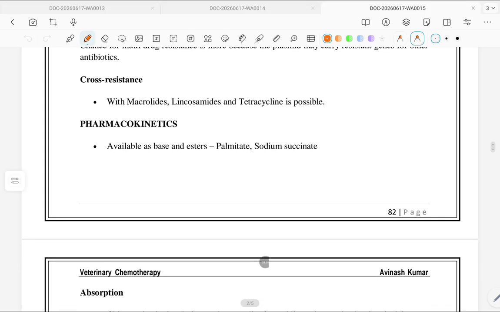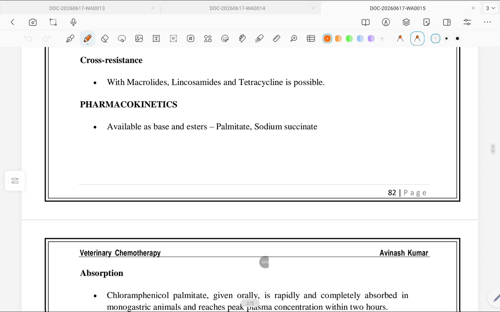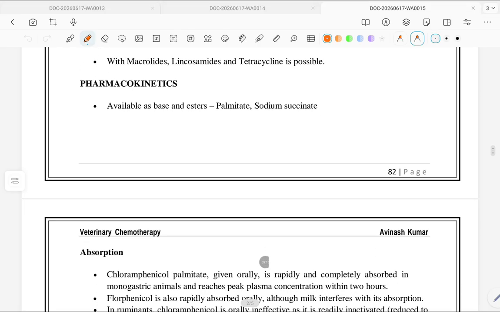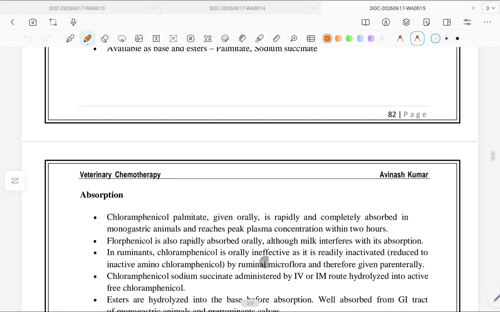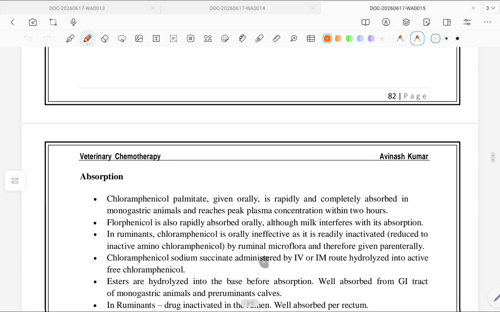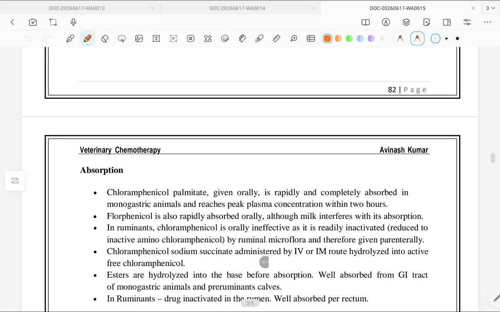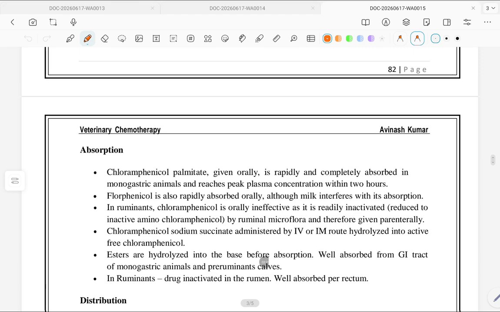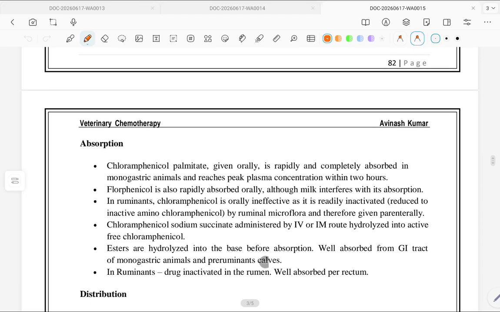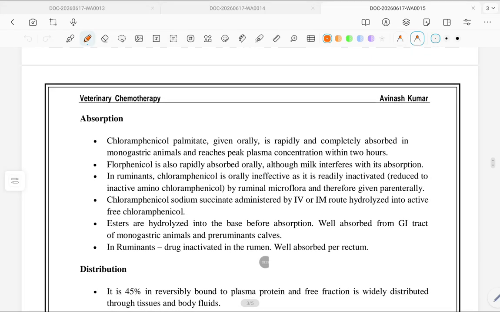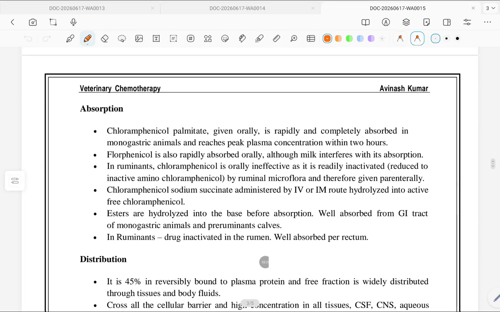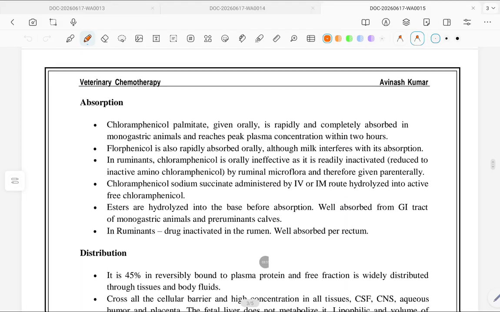Pharmacokinetics: available as base and esters, palmitate and sodium succinate. Absorption: chloramphenicol palmitate given orally is rapidly and completely absorbed in monogastric animals and reaches peak plasma concentration within 2 hours. Chloramphenicol base is also rapidly absorbed orally, although milk interferes with its absorption.